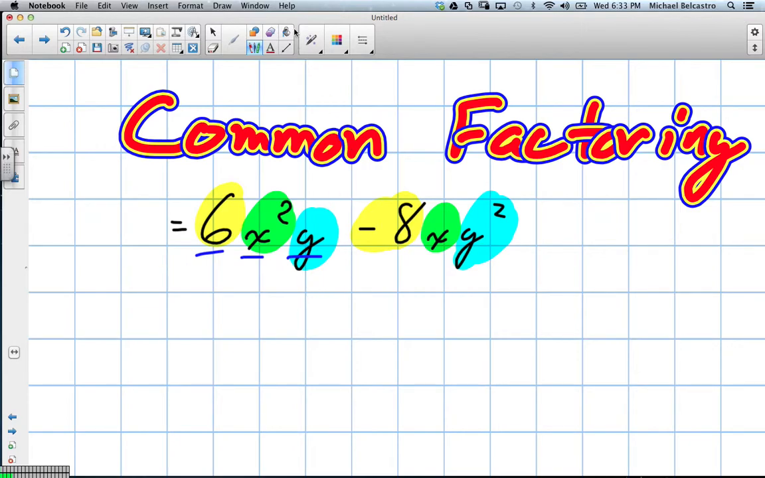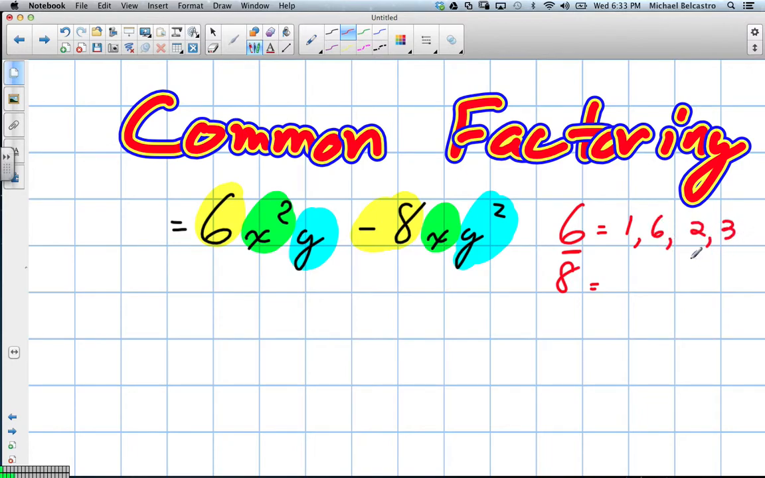So I can start by going, okay, 6 and 8, what is a common factor? So what are the factors of 6? Do you remember doing this? These are numbers that multiply to 6. So there's 1 and 6, 1 times 6, and 2 and 3. I didn't put them in order, and it does help if you do. Factors of 8 would be 1 and 8.